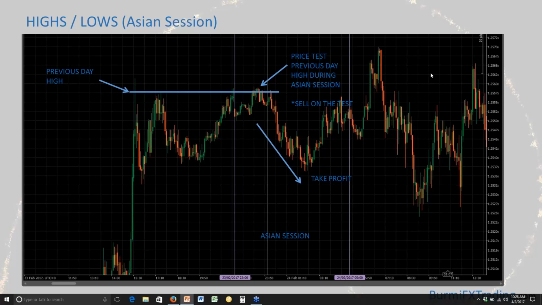Now at some point the range has to expand, okay? At some point it's going to break out of that range. So don't just take too many trades on this. I would just take one trade on this side here, one trade on this side. After that, I'm not going to take any more trades on this price behavior because I know at some point the range has to expand.